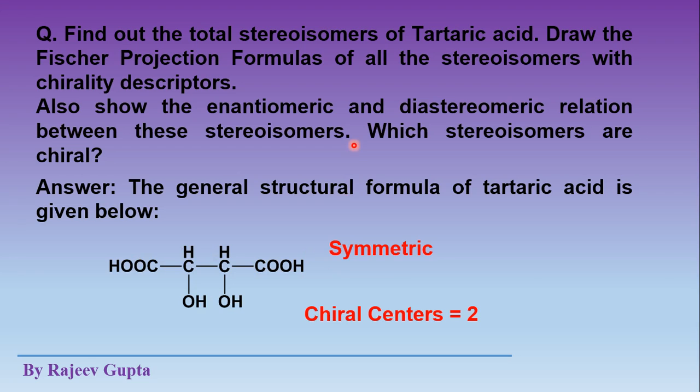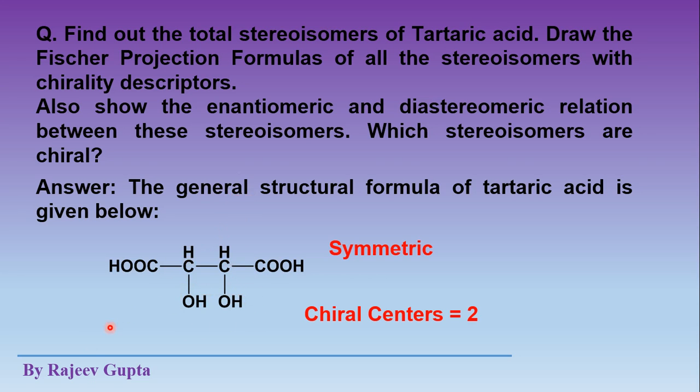Because only one formula will be applied, because we have to find out the total number of stereoisomers. Okay, find out total stereoisomers. So for total stereoisomers, only one formula will be applied. See, this molecule could be symmetric if both OH groups are present on the same side.